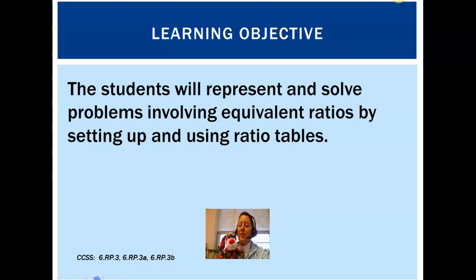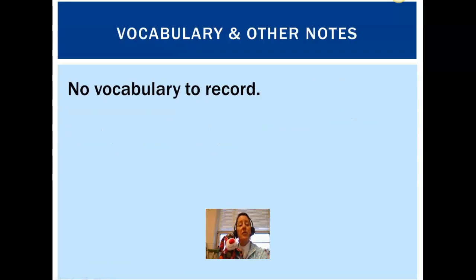Today's learning objective is students will represent and solve problems involving equivalent ratios by setting up and using ratio tables. You think that sounds a little bit intimidating, huh? Well, let's take a look at a couple key phrases in that. Equivalent ratios simply means we're going to be making equal fractions. And using the ratio tables means we're just going to be putting equal fractions in a table form. There is no vocabulary to record today. That makes Pythagoras very happy.